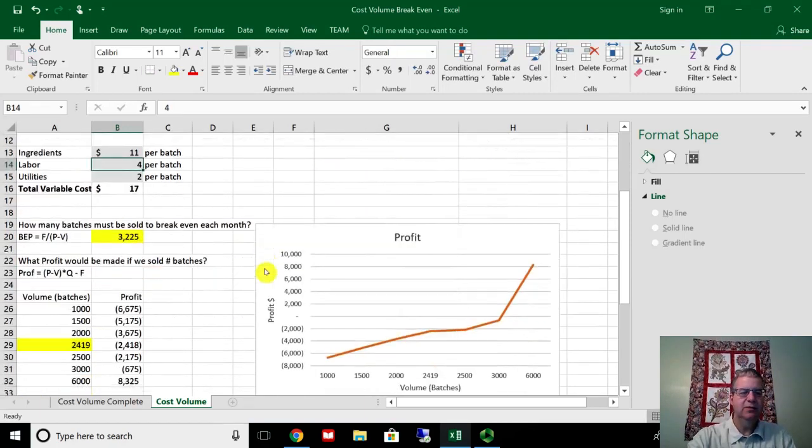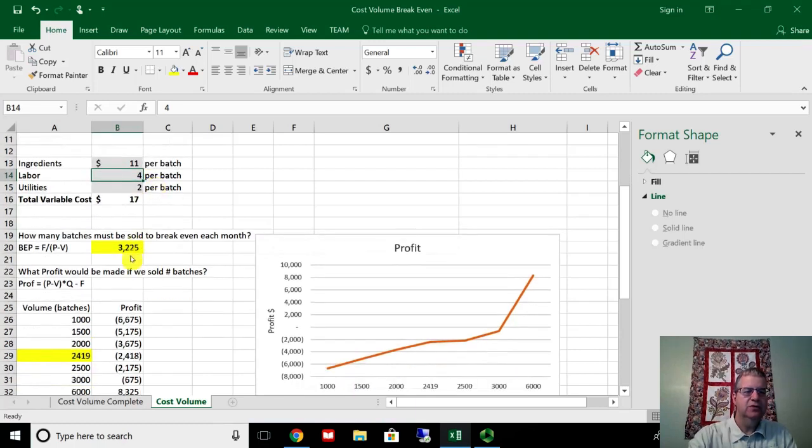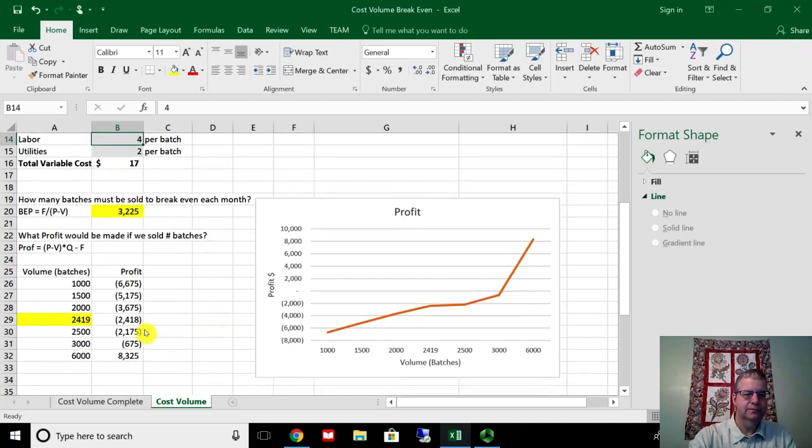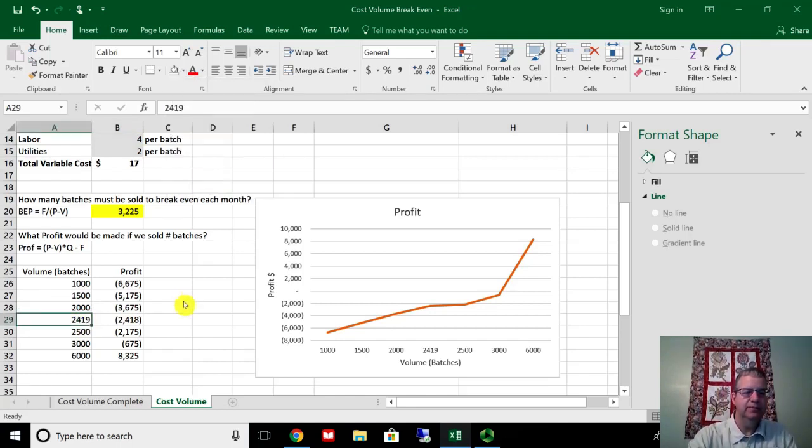And everything updates automatically. So now what happens? My break-even point goes to 3,225. Of course, this isn't highlighted anymore because that's not our break-even point. Our break-even point is 3,225. Okay, so let's see. At 3,000 I was losing money, at 6,000 I was making money, so I do know that the break-even point is somewhere in between those two, but this told me the break-even is supposed to be at 3,225, so let's see if that's right.